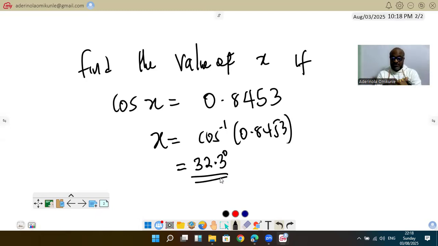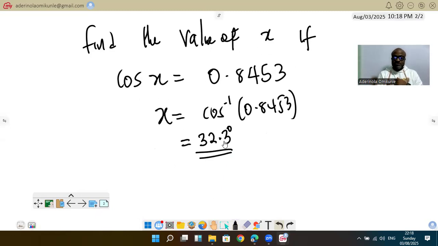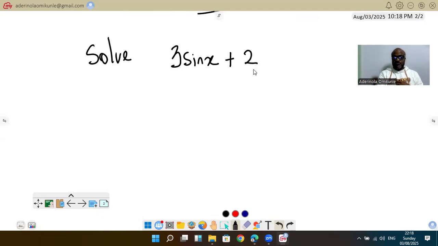That's just a basic introduction into what we're about to do. It's not everything this entails, but it's what you're supposed to expect. So let's get into it quickly. Let me take a very simple example. Solve 3 sine x plus 2 is equal to 4.